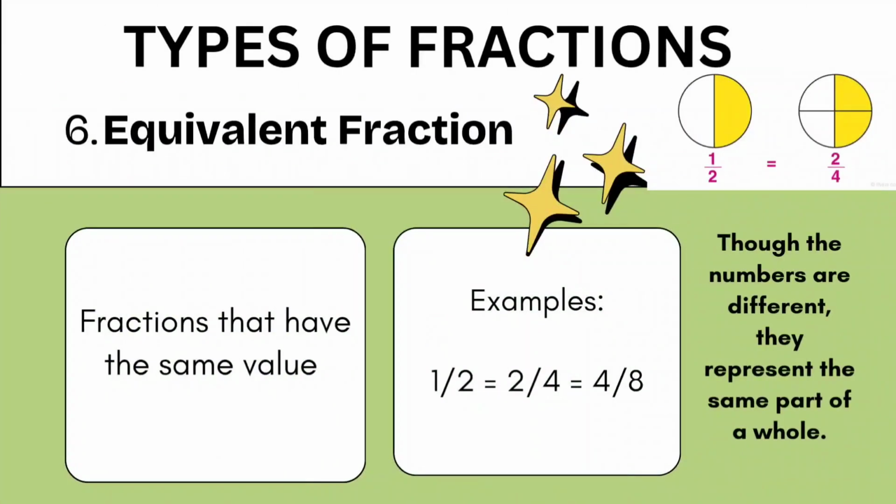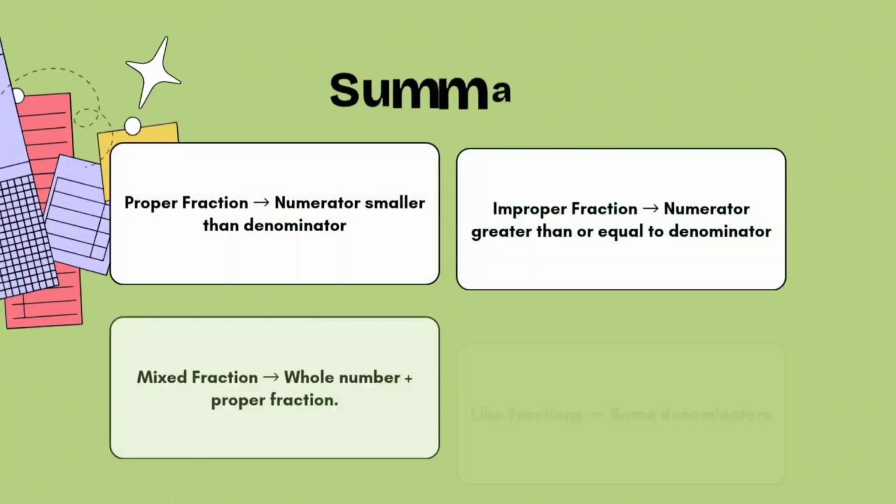Let's begin with the last one, sixth, equivalent fractions. What are equivalent fractions? Fractions that have the same value are called equivalent fractions. Example: 1 by 2 is equal to 2 by 4 is equal to 4 by 8. If we simplify 2 by 4, 2 ones are 2 and 2 twos are 4, so 2 by 4 will be equal to 1 by 2. Similarly, 4 by 8 will be equal to 1 by 2. Though the numbers are different, they represent the same part of a whole. Such kind of fractions are called what? Equivalent fractions.